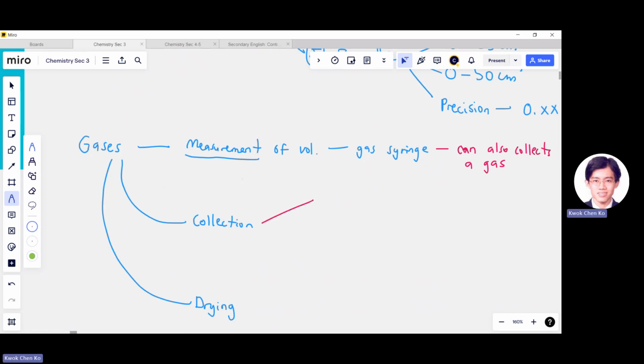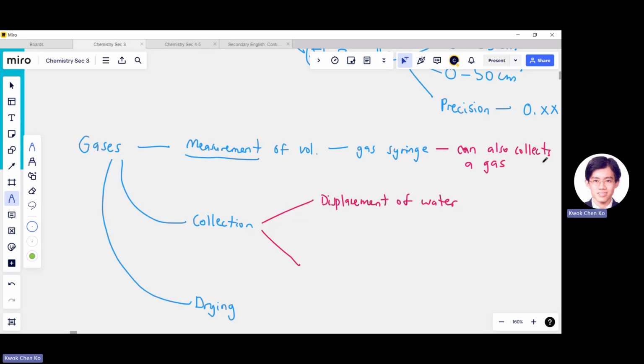What are the methods of collection? Okay, you got it, but be a bit clearer about that. So one is by displacement of water. And you need to know how to draw it. Oh, okay. So it falls on Sabrina to answer all these questions then.